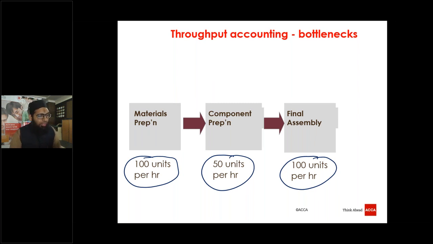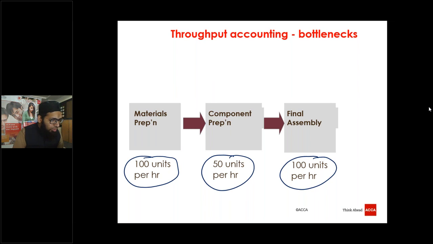So can you please tell me, in an hour, how many units can be produced? Anyone? Most of the students who have answered me say 50. So why 50?